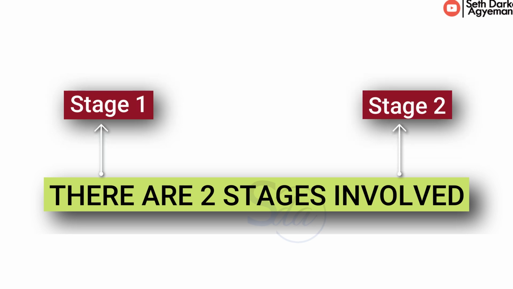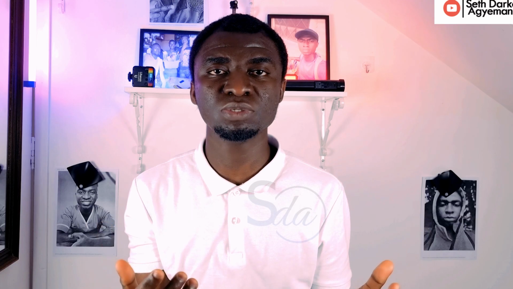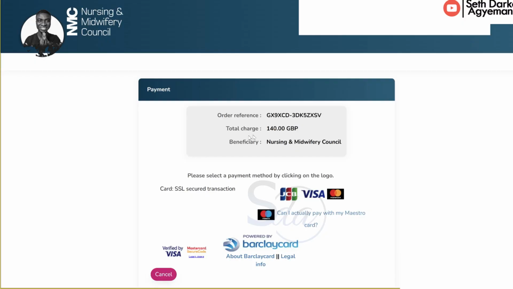So when it comes to the UK NMC application for nurses and midwives and perhaps nursing associates, there are two specific processes involved. Or let me say there are two stages. We have stage 1 and then stage 2. Now stage 1 consists of what we call the eligibility and verification. That is where the UK NMC will liaise with your home country's NMC to ensure that you have been practicing as a nurse or midwife in your home country and that you are free to practice nursing or midwifery in the UK. That process ends when you pay your £140.